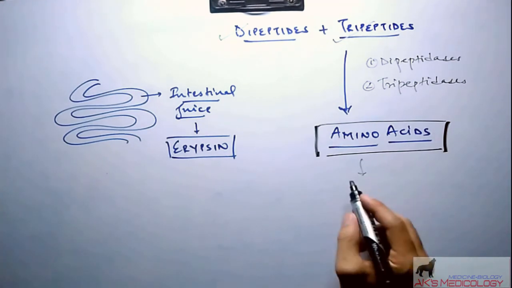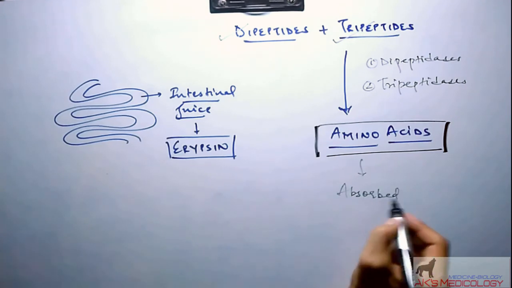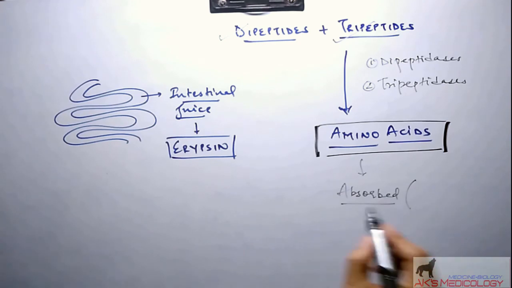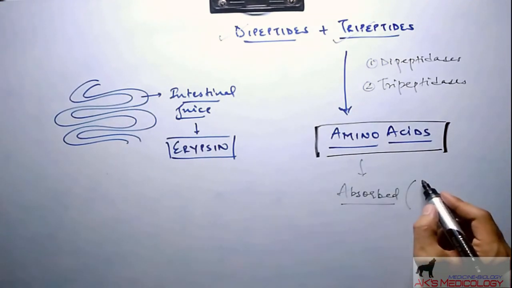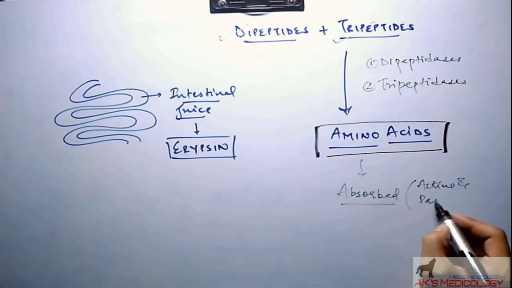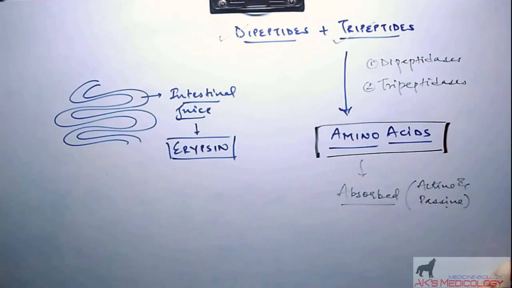Now the amino acids so formed are the simplest form of the proteins which could be easily absorbed by the intestinal gut into the bloodstream. Now this absorption could be both active and passive, that is, may or may not require energy consumption for the absorption of amino acids.